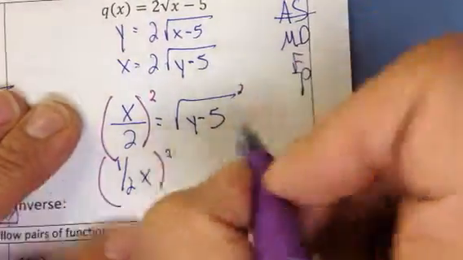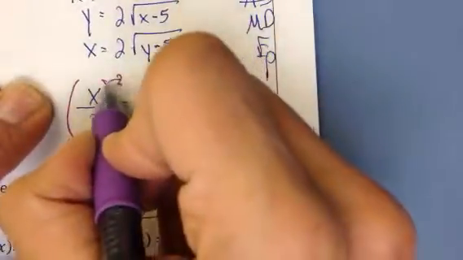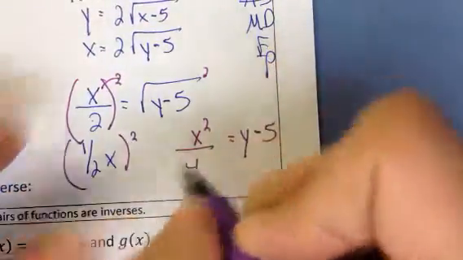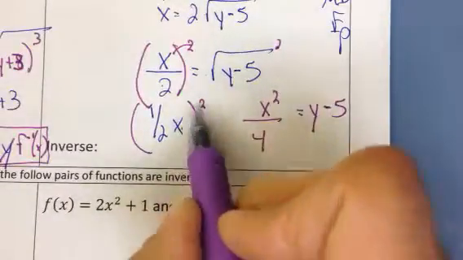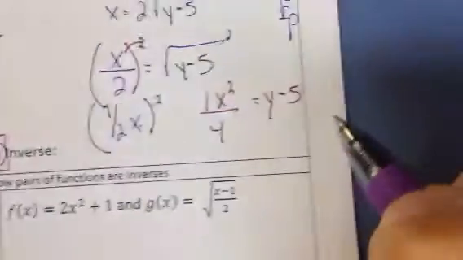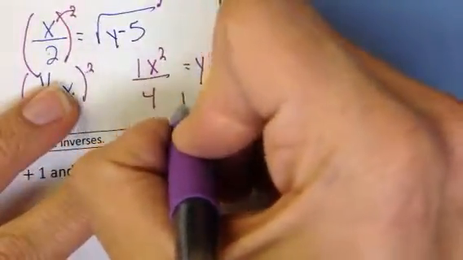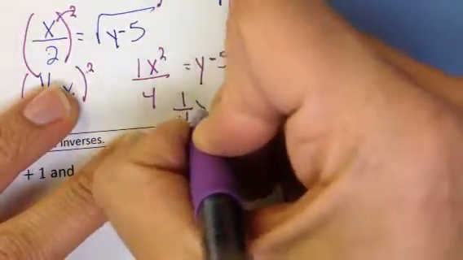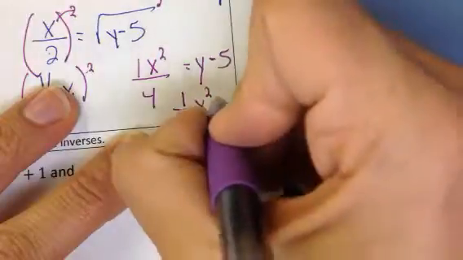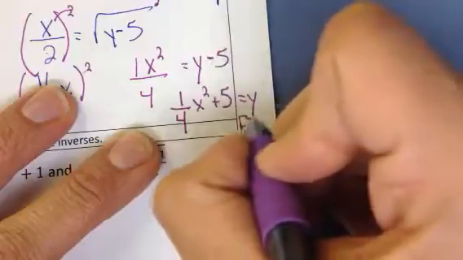So anyway, on the right side of the equal sign, we're just left with y minus 5. On the left side, I'm going to square the x for x squared, and I'm going to square the 2 for a 4. Or I'm going to square this x and 1/2, and 1/2 times 1/2 is 1/4. There's the 1/4. And now to get y by itself, I'm just going to add 5. So the way I'm going to write it is 1/4 x squared plus 5. And then again, you can replace y with the inverse notation. And there is your inverse.